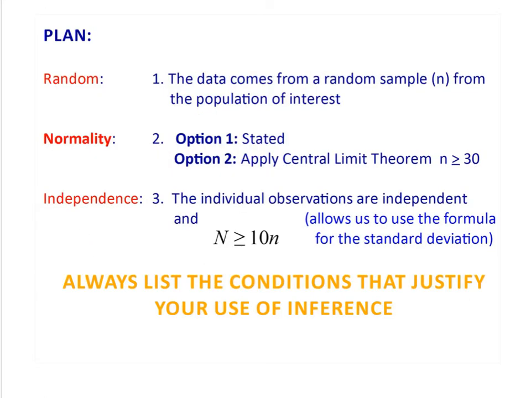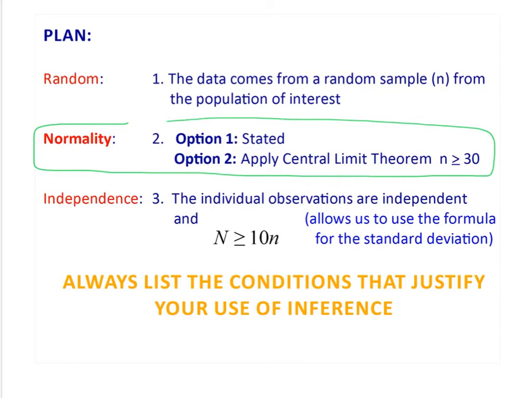So the plan step, we talk about my 3 conditions, random, normal, and independent. So the new one is this normal condition is now going to be a little bit different. For means, the normal condition is either going to be stated in the problem, or we can apply the central limit theorem that says my sample size is greater than or equal to 30. Random and independence are the same as before, so let's take a look at these in context of the problem.